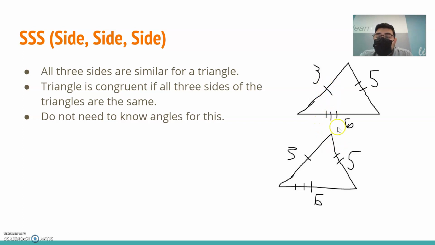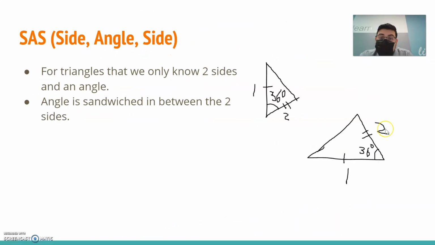And usually when you mark off different sides, you'll put 1 dash. And then for the second side, you'll put 2 dashes. And then the third side, you'll put 3 dashes. That's what those mean, just in case.